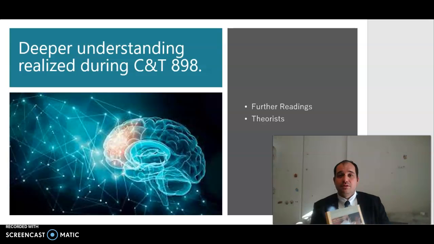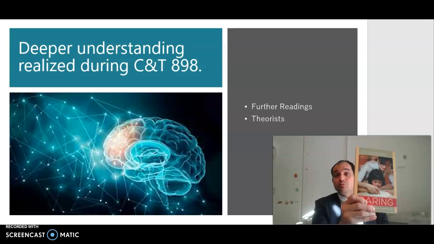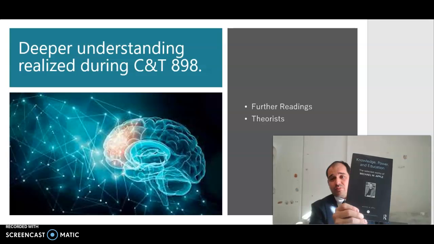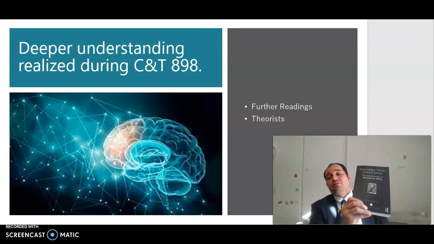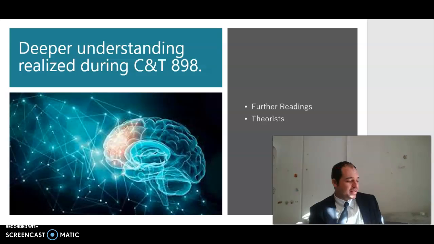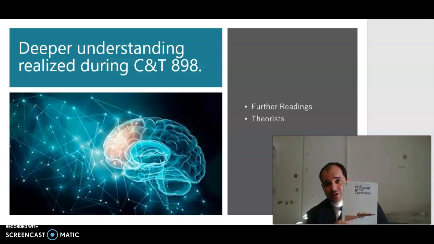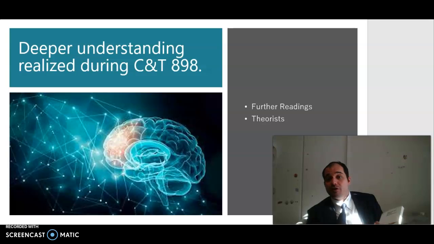I got this book, Nel Noddings on Caring. I really want to read more on that. I've referred to Michael Apple's book, Knowledge, Power, and Education, throughout this program, and I'm going to continue to read that book. This book, Pedagogy of the Oppressed, if you've looked at my artifacts, you can tell Freire has played a huge role in influencing my work. I've read this book about 3 or 4 times, and I'm going to continue to reread it, because every time I read it, I discover something new, which is very much like this program, CNT 898.